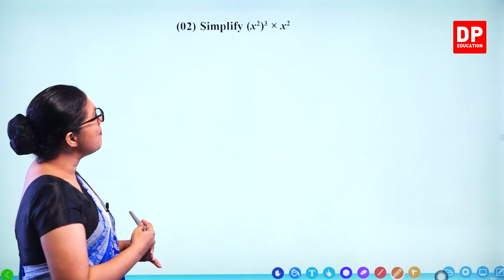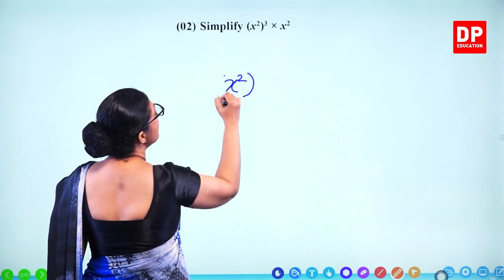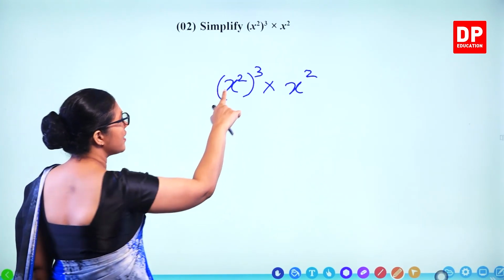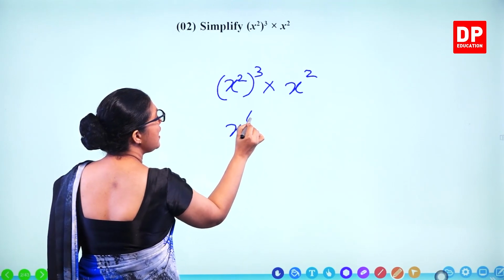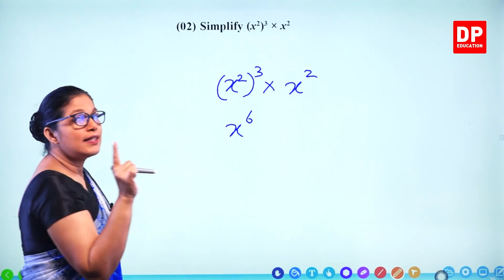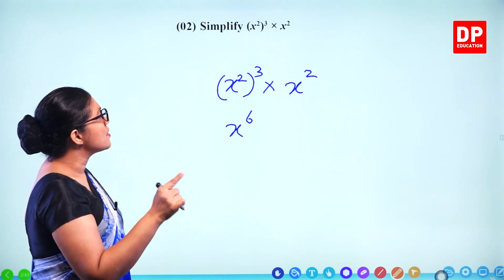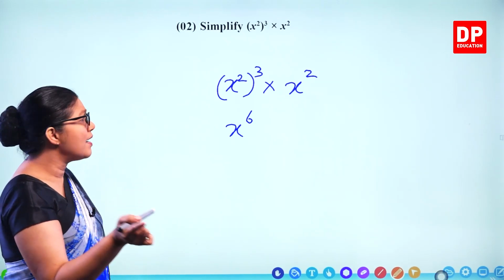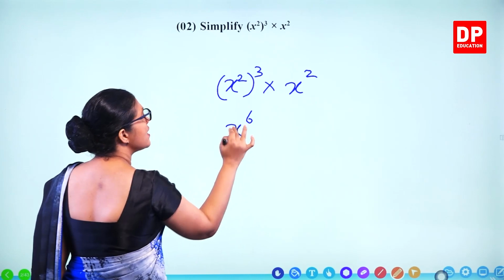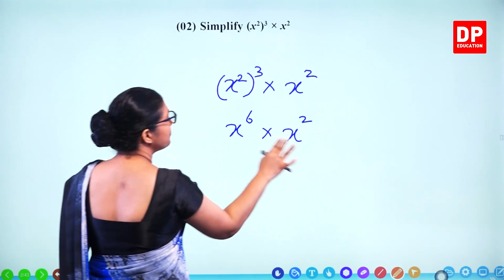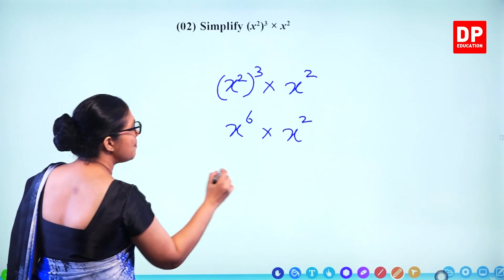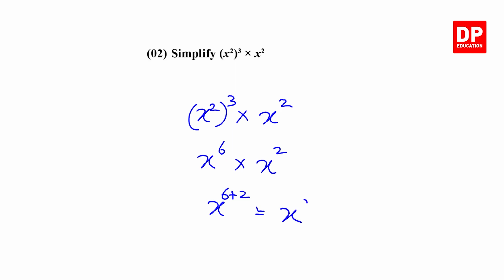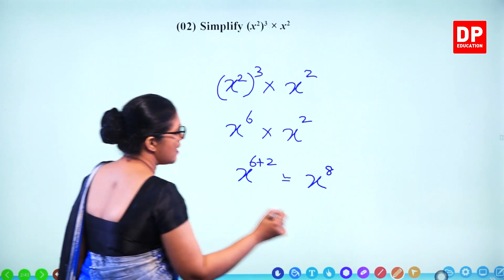Question number 2, simplify (x squared) power 3 into x squared. Laws of indices. So when you get brackets, you multiply. 2 times 3, you get 6. Don't add it. When the two terms with multiplication and with the same base, you add the powers. Now you get addition. 6 plus 2, you get x to the power 8. So that's the answer. 2 marks.